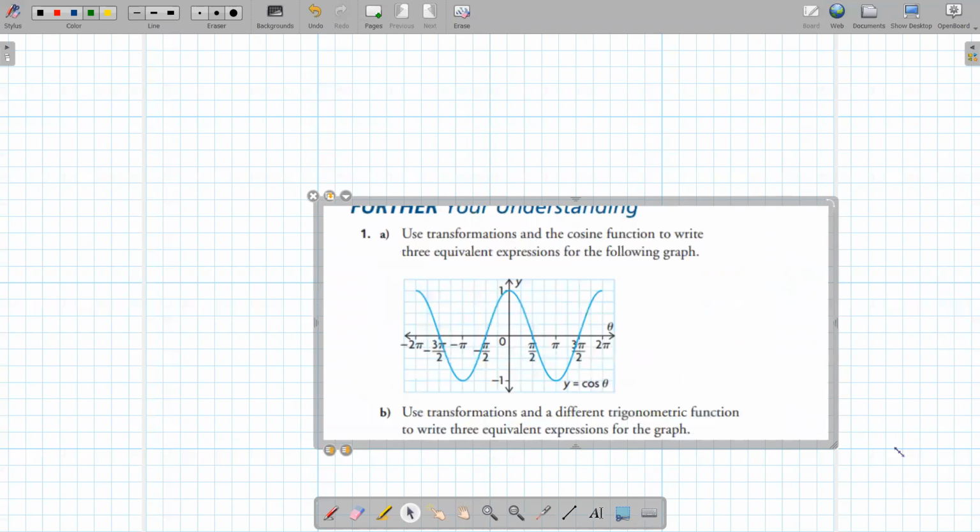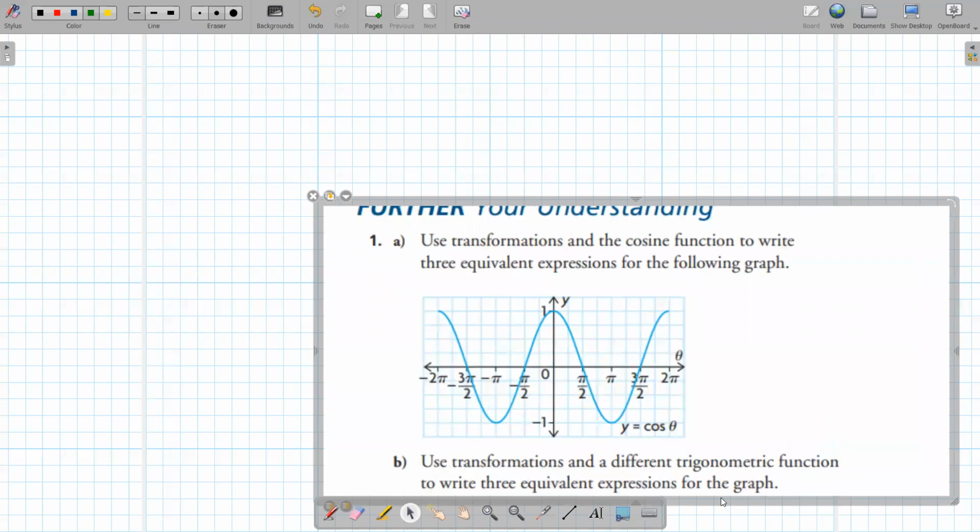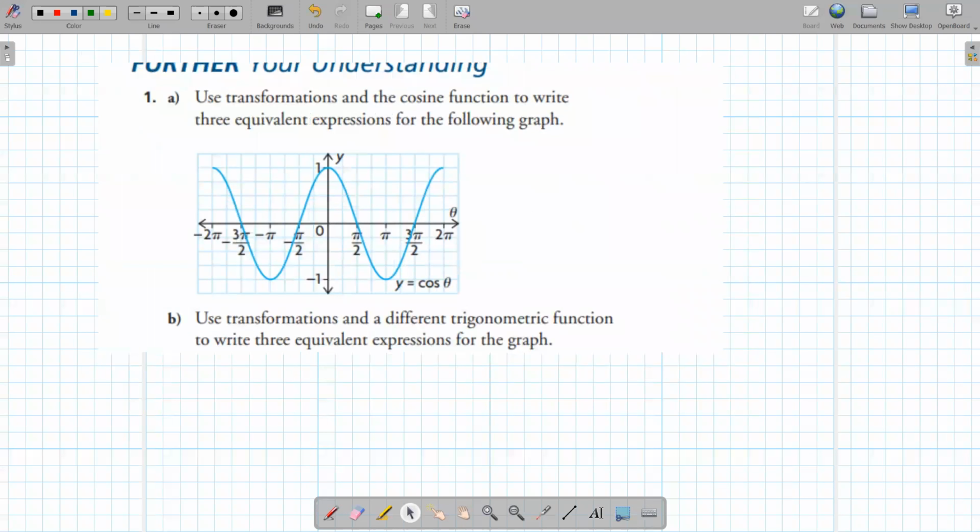Use transformations of the cosine function to write 3 equivalent expressions for the following graph. Okay, so the rubric is this, right? A, K, D, and C. Step 1, I think the easiest one would be to find C, which is the axis of symmetry, the equation of the axis. How do we find this?